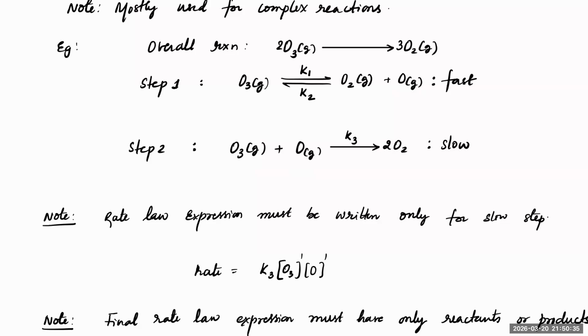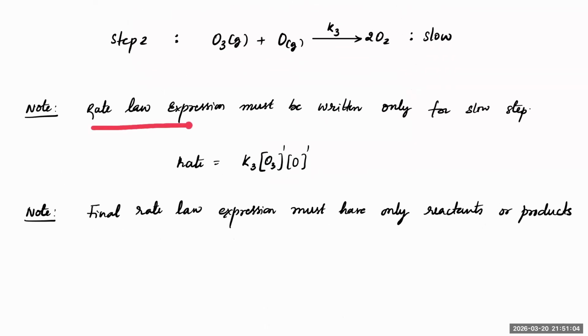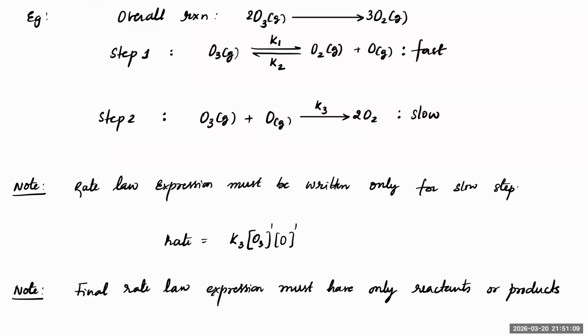Hence, we can say in the first step and second step, this O is common, and it is not a part of the reactant and it is not a part of the product. So anything which is not a part of reactant and product and just happening within the reaction, those are intermediates. So the rate expression should always be represented in terms of reactants and products and not in terms of intermediates. Now, if you write the rate law expression, it should be written only for the slow step. The slow step is always the rate determining step.